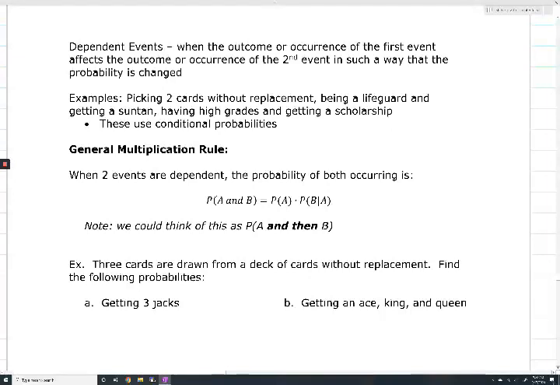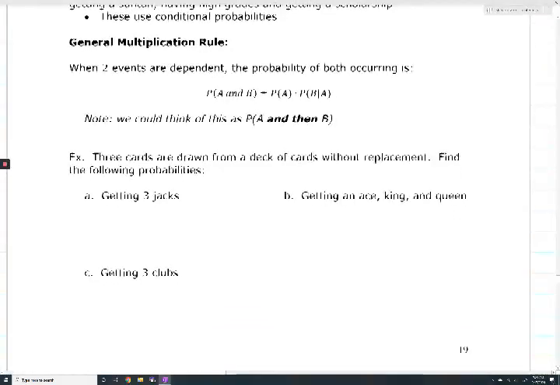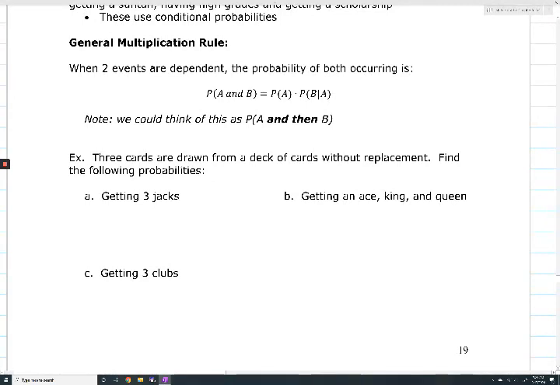All right, dependent events, that's what we talked about, where the second event is affected by the first event. Picking 2 cards as long as you keep one, being a lifeguard, getting a suntan, having high grades, getting a scholarship, all of those are conditional things. The first thing impacts the second thing. So having high grades increases your chance of getting a scholarship. The general multiplication rule: if we're trying to find the probability of an and we have dependent events, then we use this formula here.